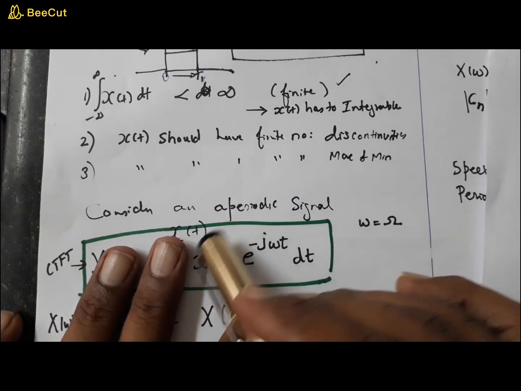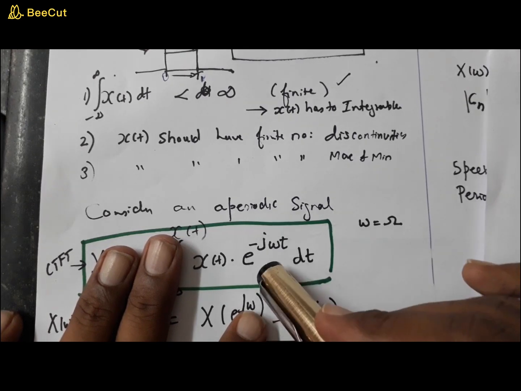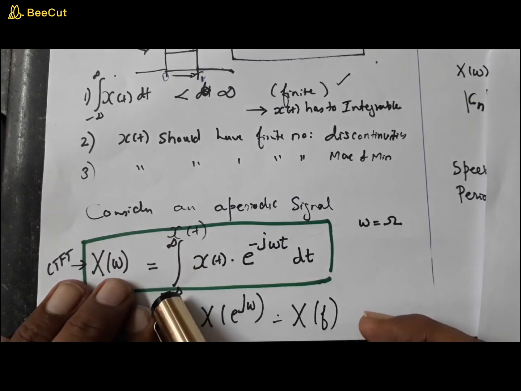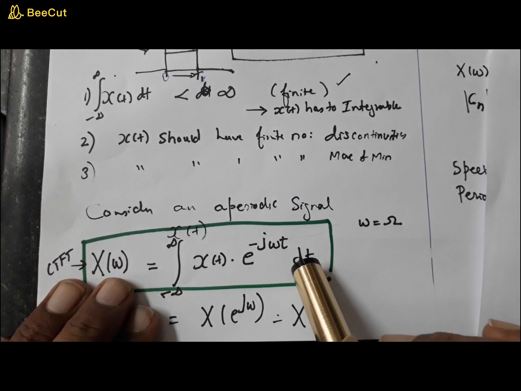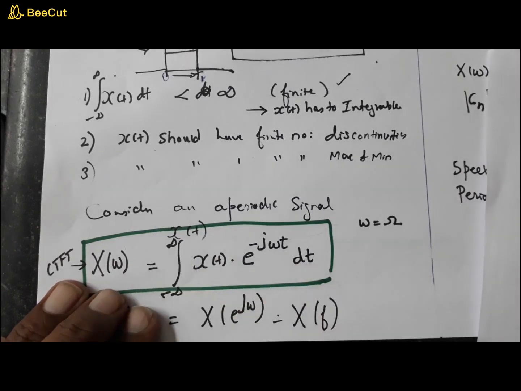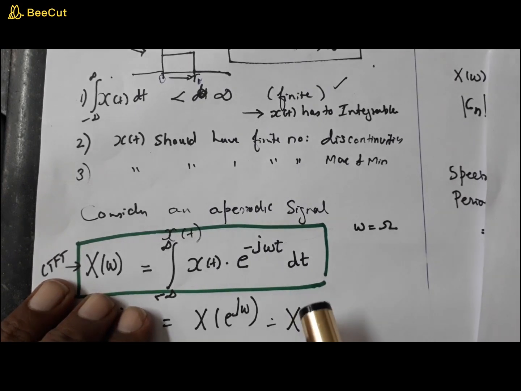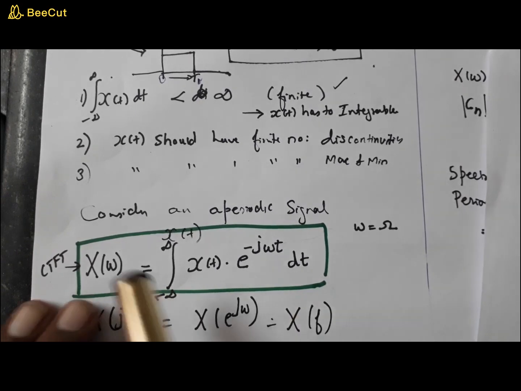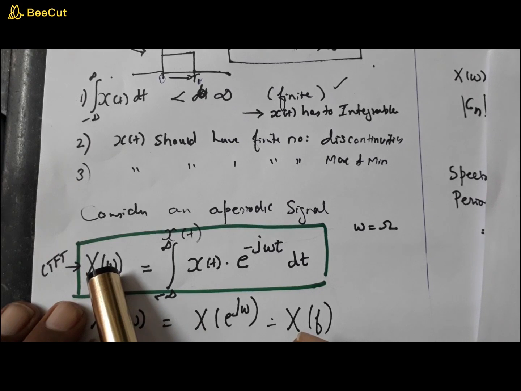Instead of that, we multiply the signal by e raised to minus j omega t, and you are integrating from minus infinity to plus infinity with respect to time. This is your X of omega. And this omega is a continuous variable. That means this function is a continuous variable.